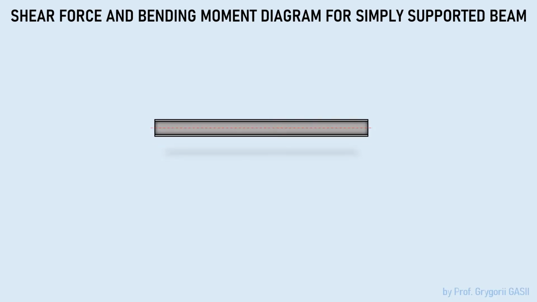We know that a simply supported beam has two types of supports. It's pinned support and roller support. The beam has a span which equals 9 meters.